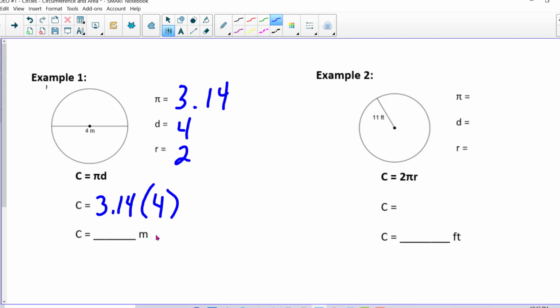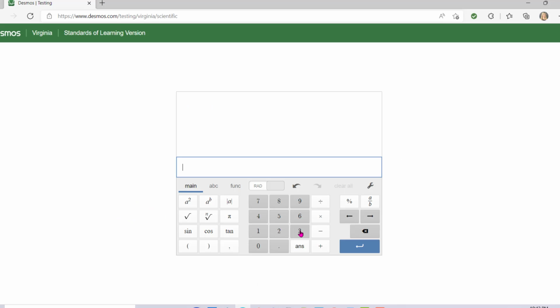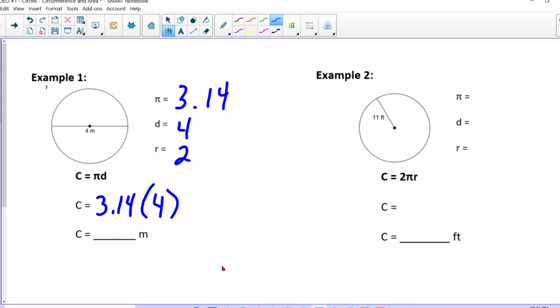Now you get to use the calculator. So if we go to our Desmos calculator, I'm just going to put in 3.14 times 4. So I'm just going to put that into my calculator. 3.14 times the diameter, which was 4, and there's my answer, 12.5600. So let's put that into our problem, 12.56. And notice that says meters because it's just the circumference. It's measuring the distance around the circle. And so that's a line. So that would just be meters.